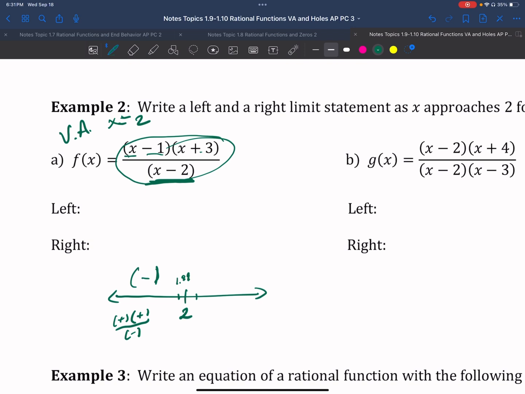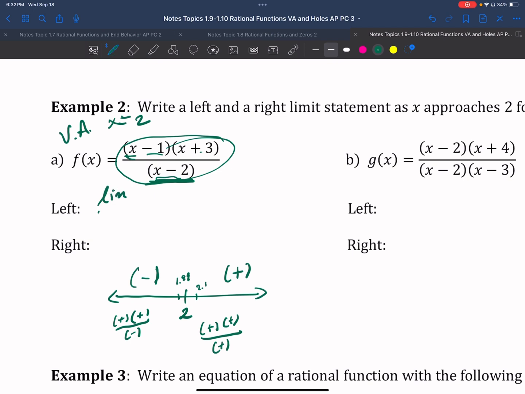For the right side, I'm going to do the same thing and plug in 2.1 into my parentheses and figure out if I get a positive or a negative. In this case, 2.1 minus 1 will give me a positive. 2.1 plus 3 will give me a positive, and then 2.1 minus 2 will also give me a positive. So since all three of them are positive, then I know that I'm increasing with that bound. Now I'm ready to write my limit statements.